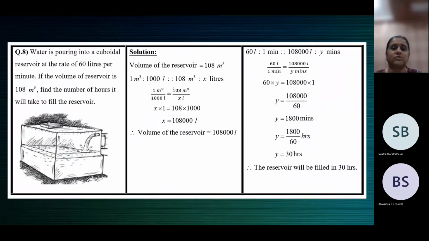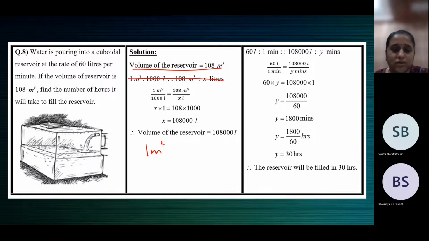So that's all. This is that calculation part which I've shown in detail, converting meter cube to liters. See here, the volume or the capacity of the reservoir is 108 meter cube. I told you, you may even skip this.